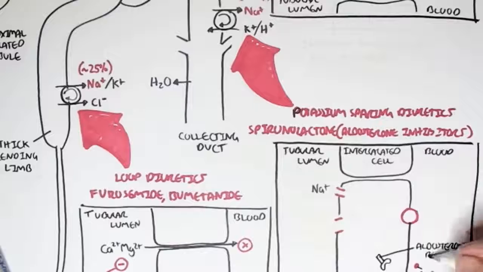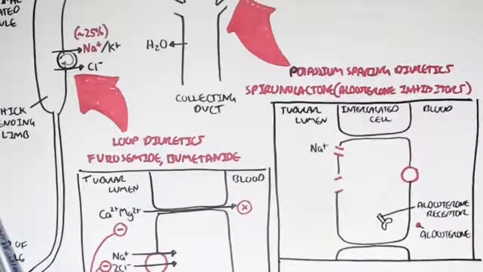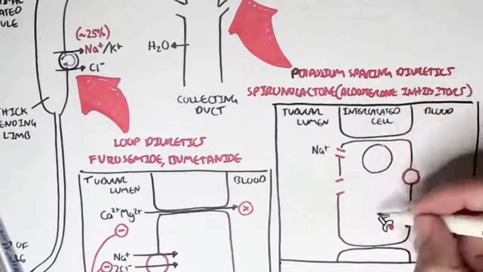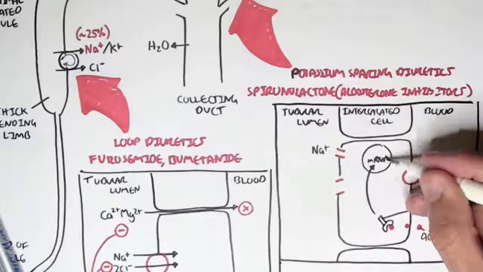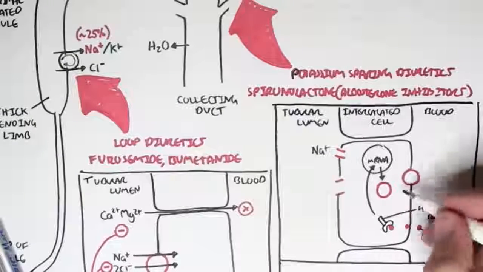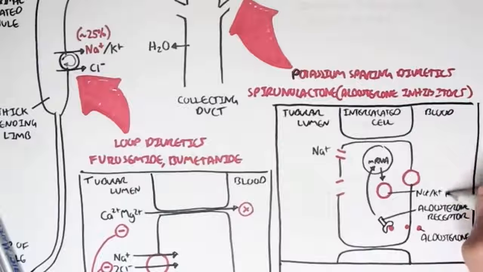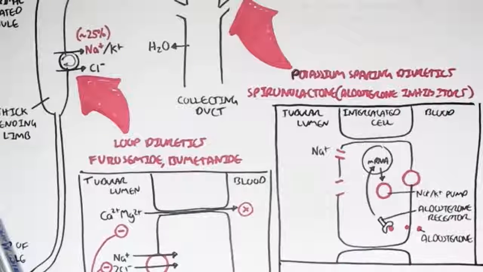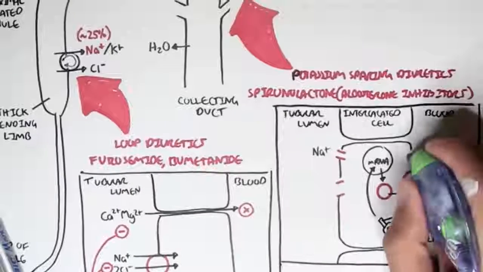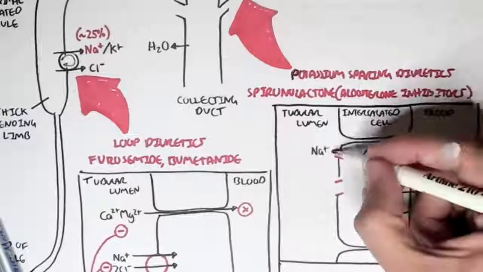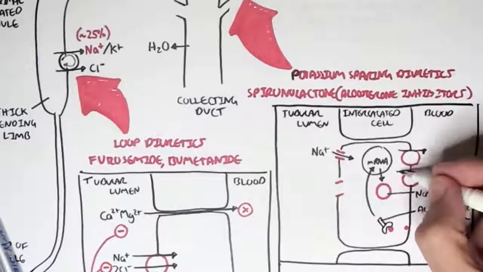Aldosterone is a steroid, so it will bind to the receptor inside the cell. The receptor will bring the aldosterone into the nucleus, where it will cause the DNA to make mRNA for potassium and sodium pumps. So here we have a sodium and potassium pump. This will go onto the surface of the cell next to the blood and will cause the reabsorption of sodium as well as the excretion of potassium.